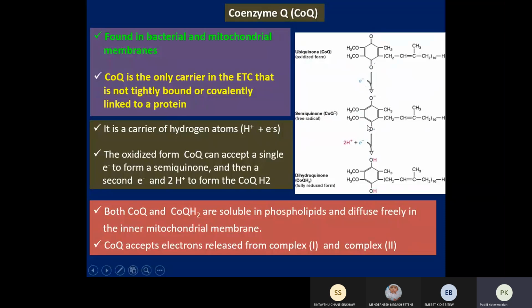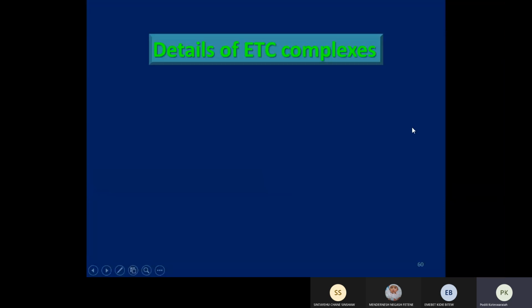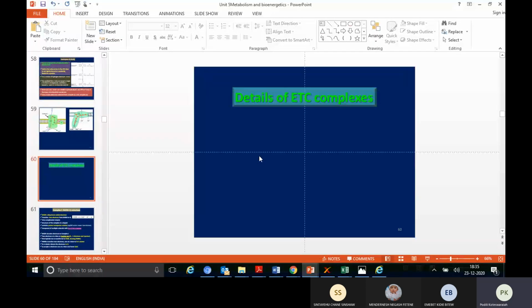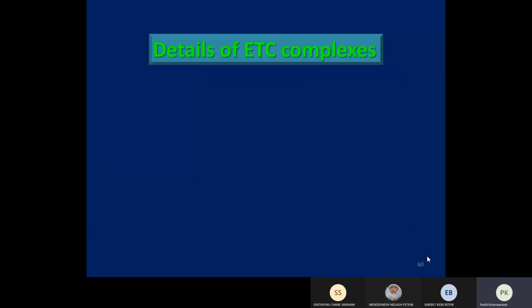When it accepts one electron, it becomes semiquinone, and the semiquinone again accepts a second electron and two protons, and it becomes ubiquinol. So that means it accepts two electrons, but one at a time. And now this is about the work of the electron transport chain. Coming to the details of each and every step that takes place in the electron transport chain, we will try to elaborate.